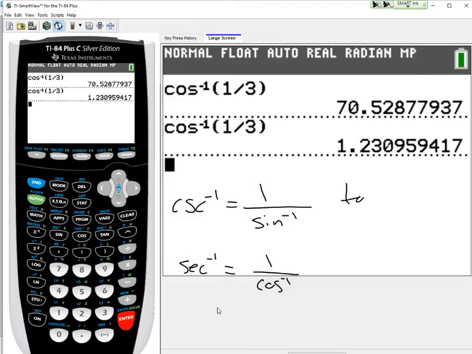Right, and then for cotangent inverse, you'd have to do 1 over tan inverse. Okay? So make sure you know those things as well.